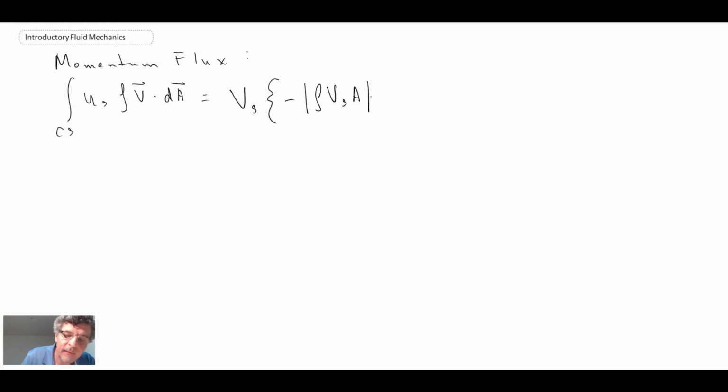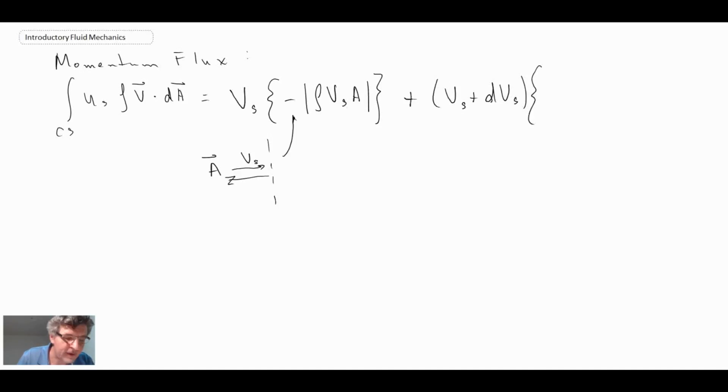And that is a minus because, again, if we look at the unit normal, the area would be pointing in that direction, but the velocity is coming in that direction. That's why we get the minus sign there, because it's the dot product. And then for the right-hand surface, the mass flux term turns out to be positive.